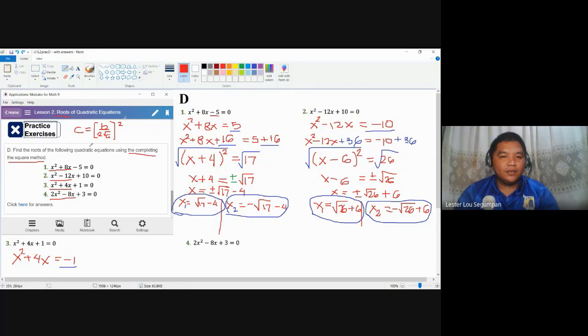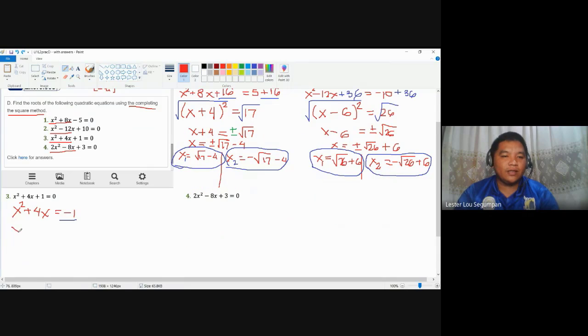You have b is 4. So square root of 1 is 1 times 2 is 2. B is 4. 4 divided by 2 is 2. The square of 2 is actually 4. So that is the value we are going to add. x squared plus 4x, and you have here plus 4 is equal to negative 1, and then you have plus 4.